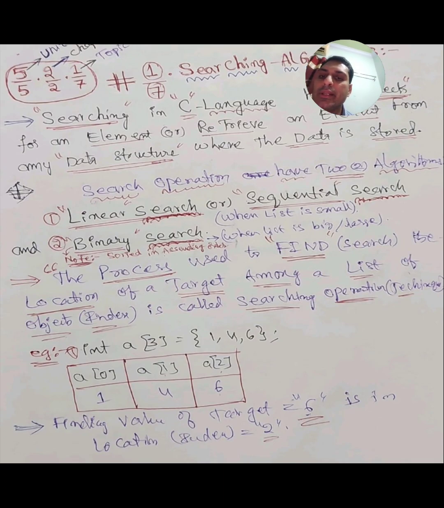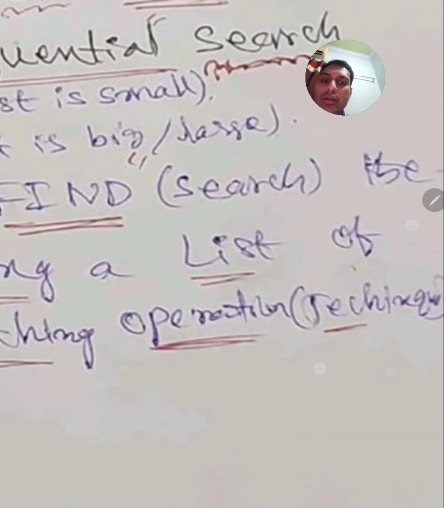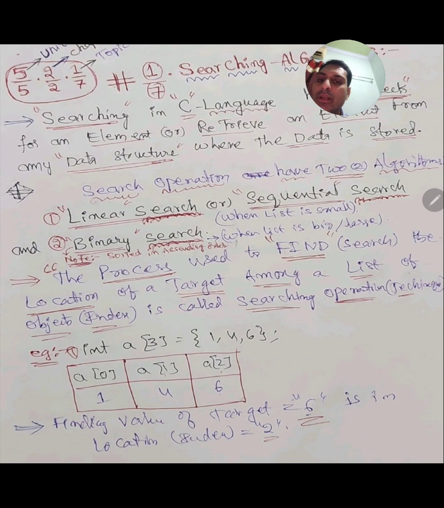Now we are doing linear search. So the searching definition is, you need to write this: with a cursor I am explaining, see here it's moving. The process used to find, means search, the location of the target among a list of objects, where target means key element or finding element or searching element, is called a searching operation or technique. See here, or technique or operation, right, this is the definition of searching.